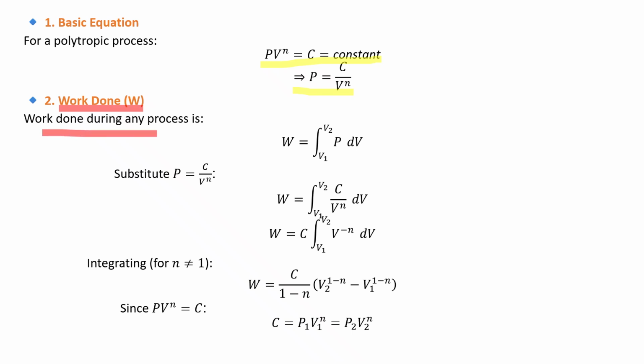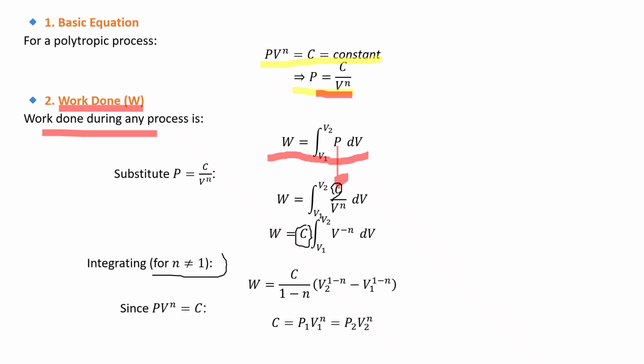So work done during the process, as usual, the formula W, that is equals to integration between initial state V1 to final state V2 PdV. So what is the P value? That is C divided by V raised to n. So instead of P, we have to put C divided by V raised to n. So what we'll observe here is C is constant, and that is coming outside. So W, that is equals to C integration between V1 to V2 V raised to minus n into dV.